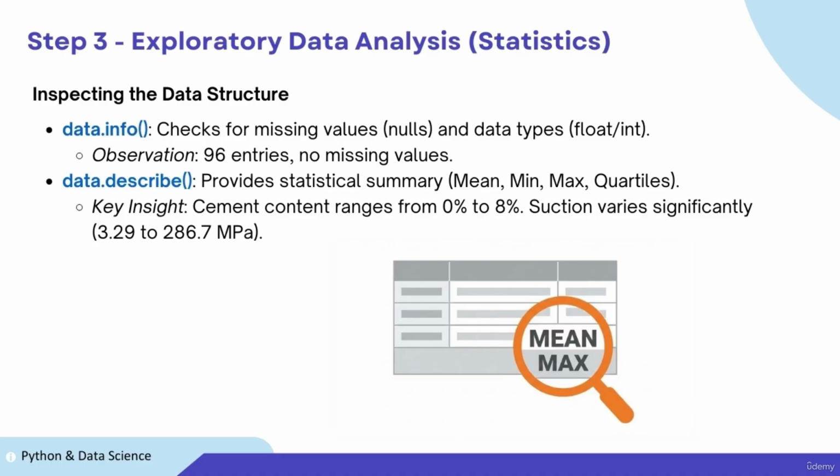For example, looking at the table, we can see that cement content ranges from 0% to 8%. Suction has a wide range, from 3.29 up to 286 megapascals. Understanding these ranges is crucial for the next steps.